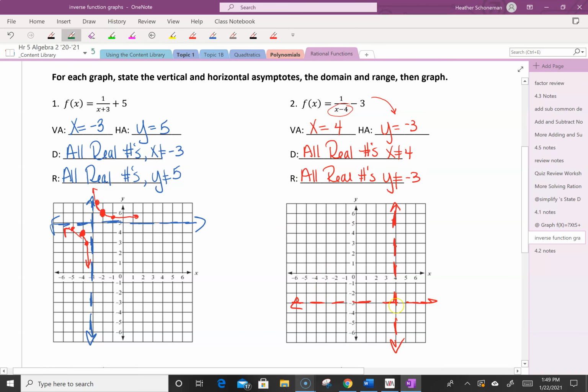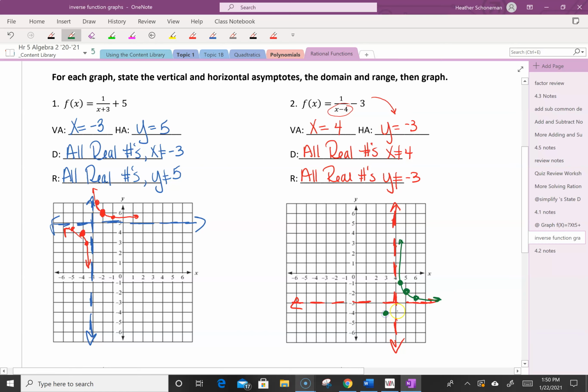So I go where the asymptotes intersect. My first point is over to the right, and then I'm going to go over 2 up a half, over a half up 2. And there's my first curve. So it's in the top right and the bottom left.